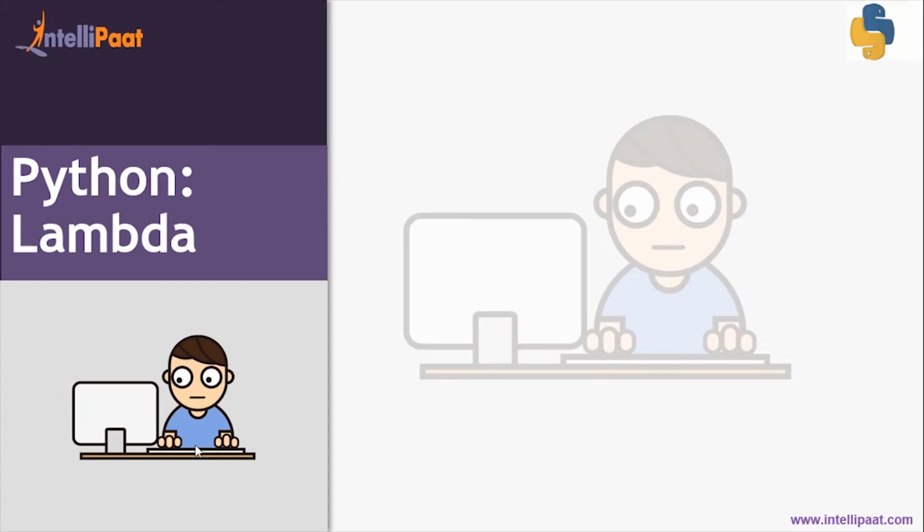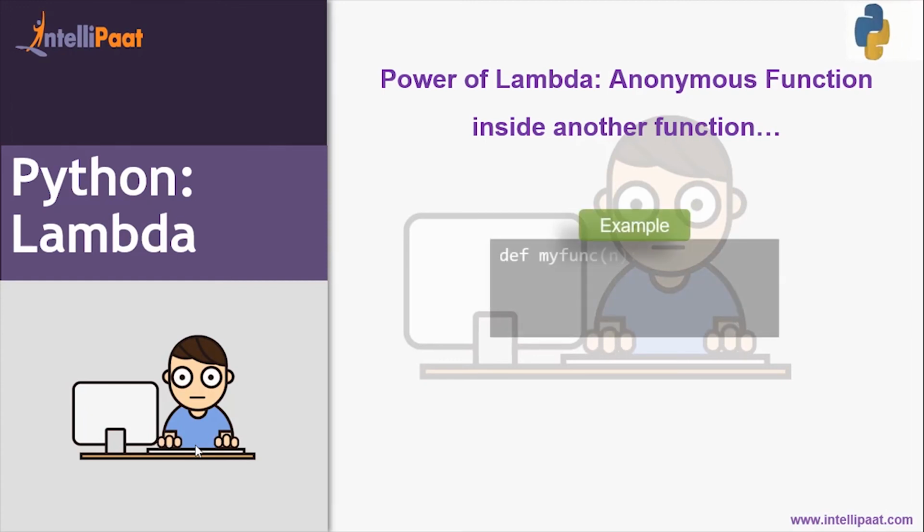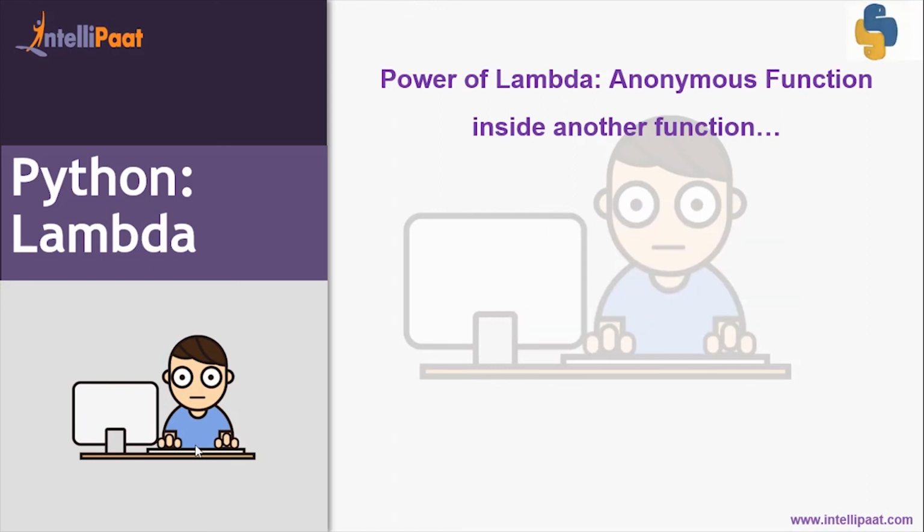Fine. Let's move ahead. Next is the power of lambda function. Well, the power of a lambda function is better shown when you use it as an anonymous function inside another function. For example, let's say you have a function definition that takes one argument and that argument will be multiplied with an unknown number. For example, you have my function of n returns lambda a such that a plus n. So you are defining a variable my sum equal to my function of 3.